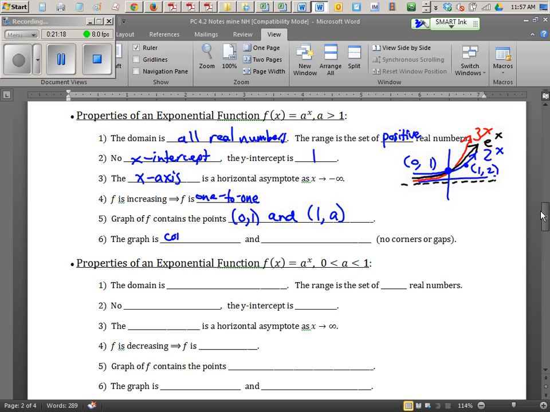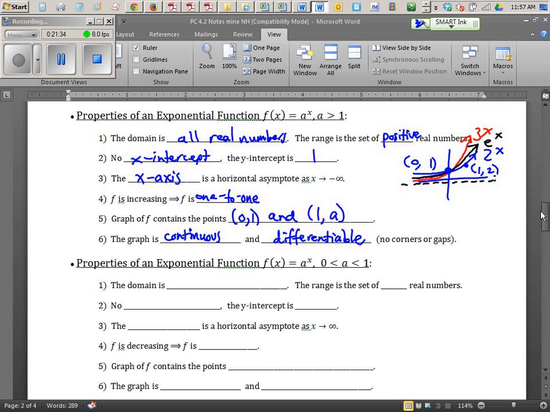The graph is always continuous, means unbroken, can be drawn without lifting your pen, and differentiable. Can someone remind us what that word means? It says right there, but no sharp turns, right?